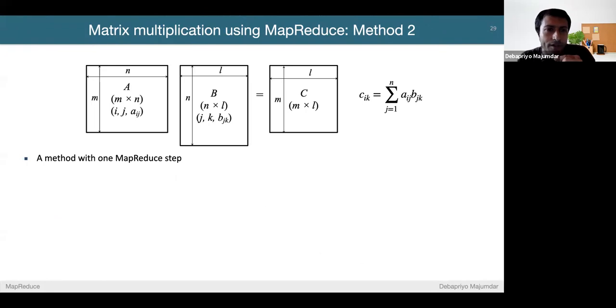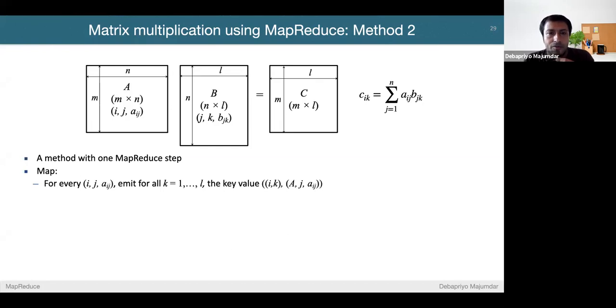So a method with one MapReduce step will be the following. What is the idea? If we have to do it with one MapReduce step, it is clear that our key has to be Ik, because ultimately we have to sum Aij Bjks for every pair Ik. So the key has to be Ik.